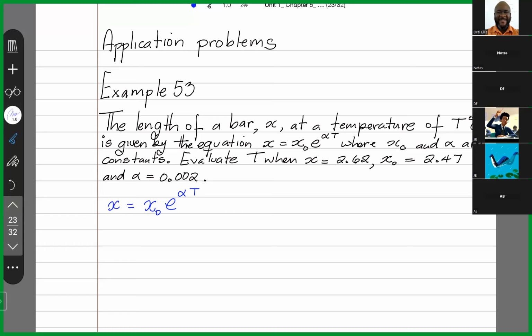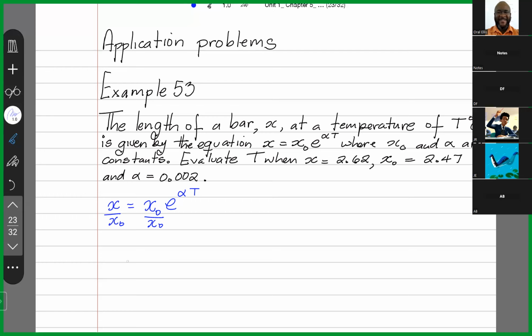All right. So we're asked now to evaluate T. In other words, we need to find the temperature T when X is 2.62, X naught is 2.47, and alpha is 0.002. So let's make T the subject of the formula. For starters, I could divide both sides by X naught.